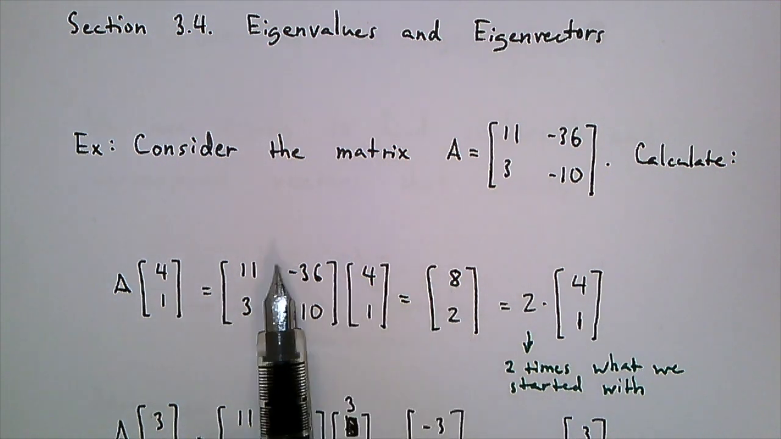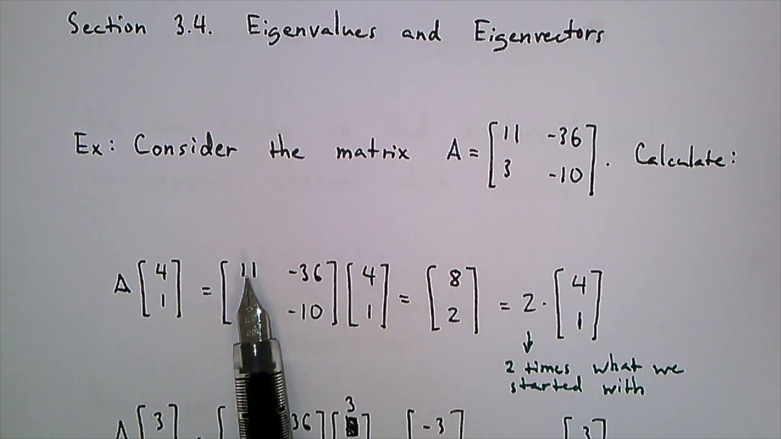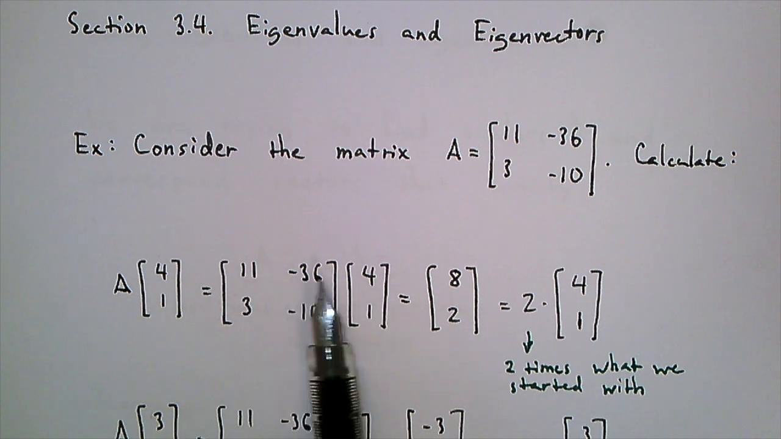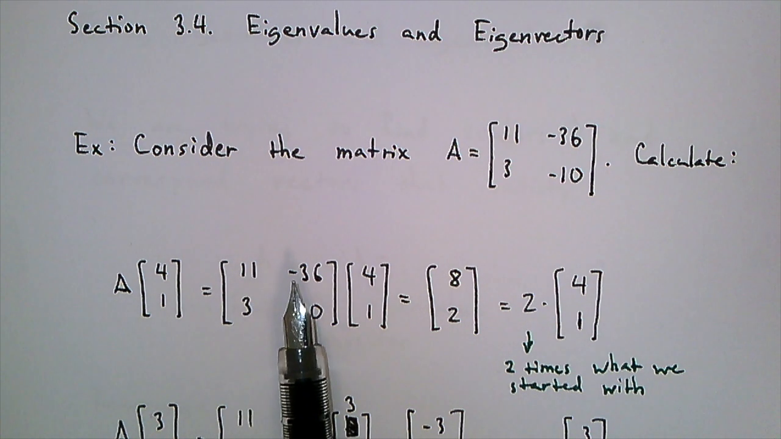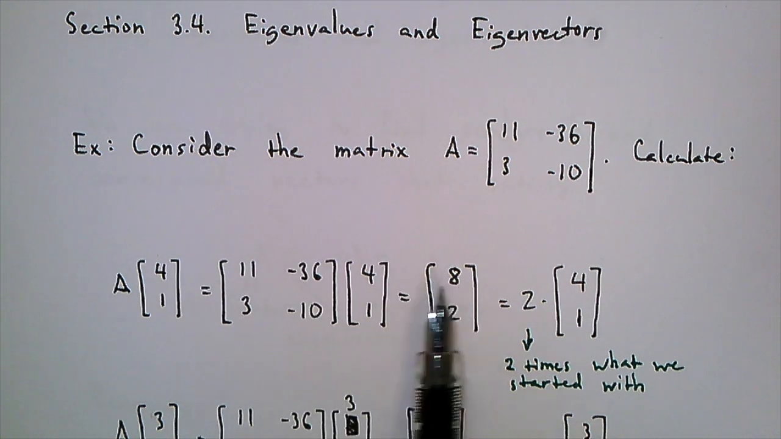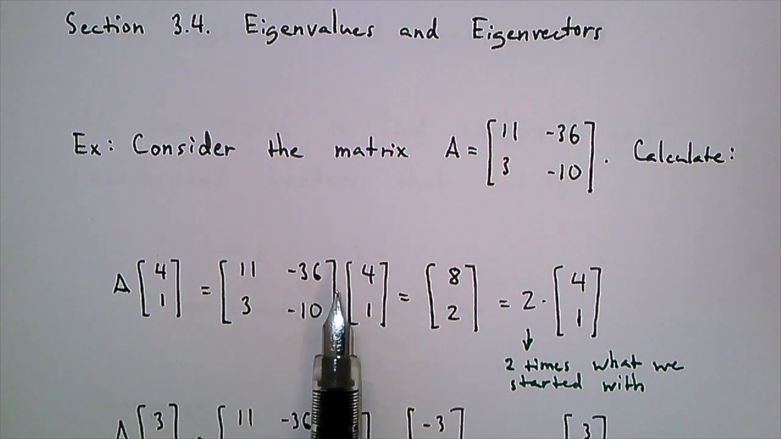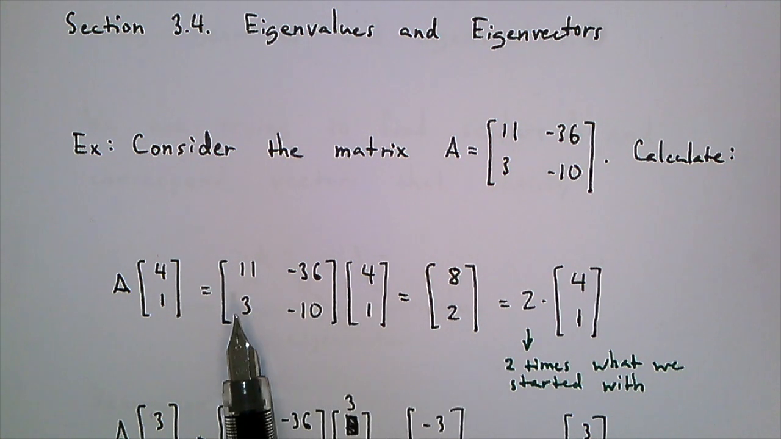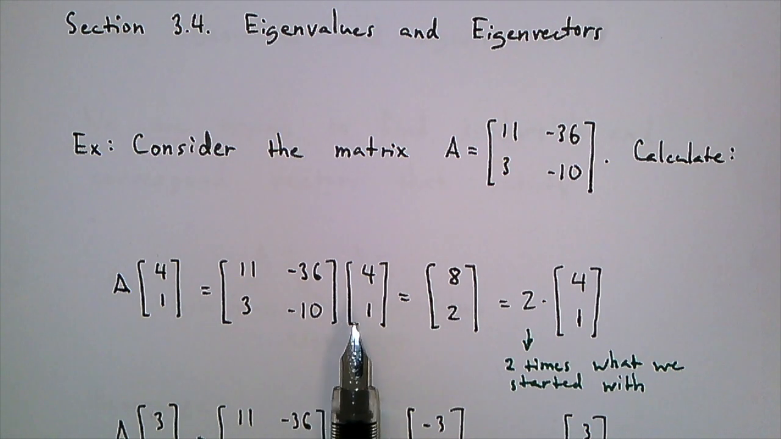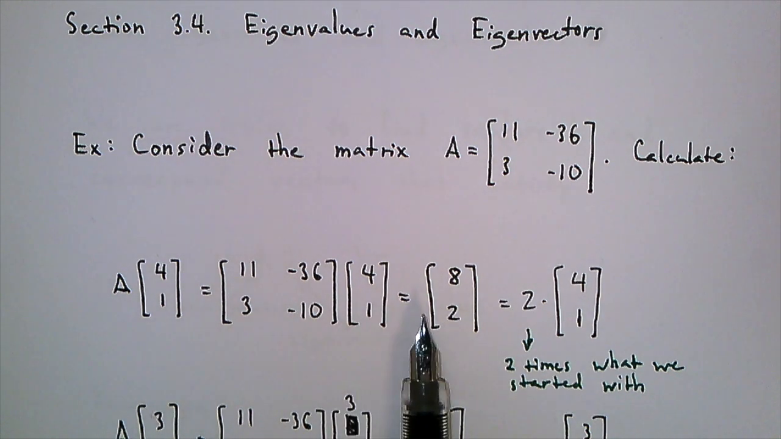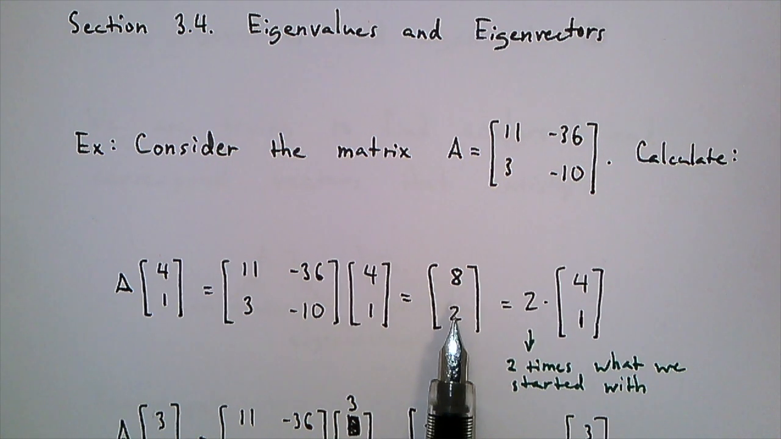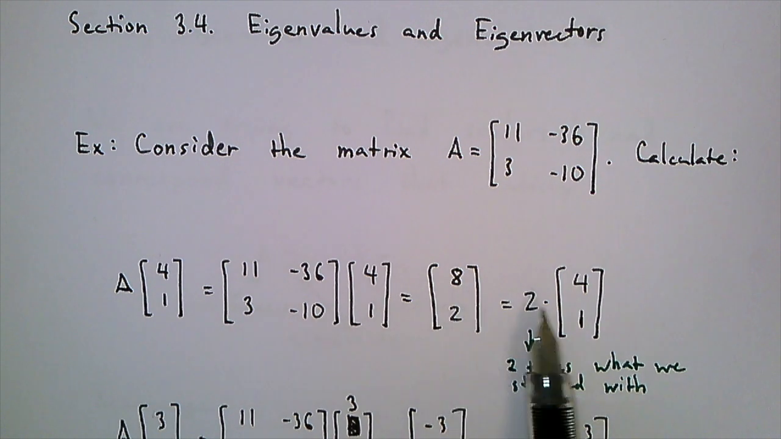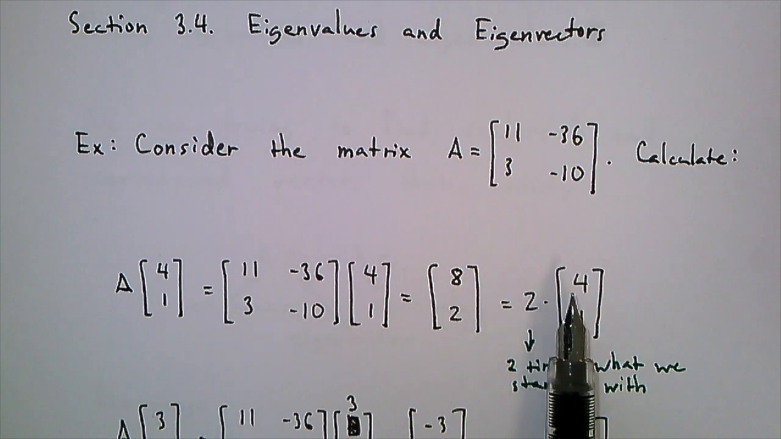To get the first entry, you multiply the corresponding entries on the first row of A with your column vector. So 11 times 4 minus 36 times 1, you get 8. And then for the second entry, you multiply 3 times 4 plus minus 10 times 1, and then you get 2. But the important thing here is that this vector, 8, 2, is 2 times what we started with.